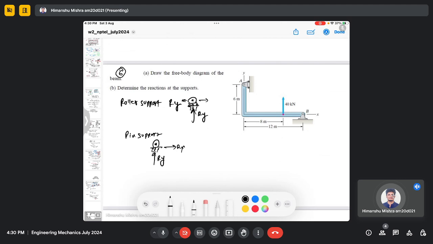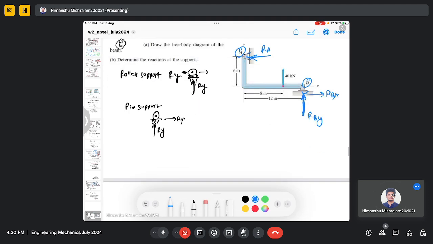So in this question you can see that at A you have a roller support and at B you have a pin support. So this is roller and this is pin joint. So here you have only one reaction force, which is this Ra, and here you have two reaction forces, because both x and y motion are constant. So you have a reaction force in both x and y. So it is Rby and this is Rbx. Okay, so this can be easily visualized from the free body diagram.